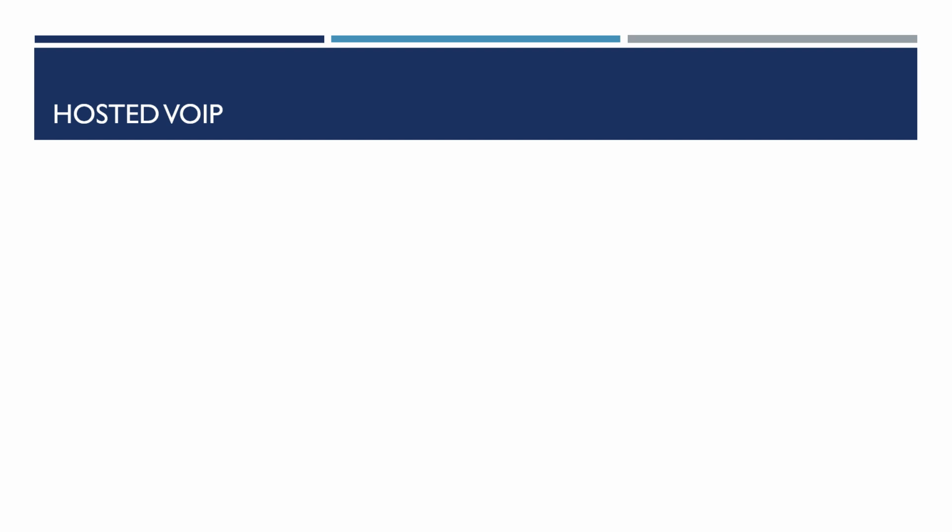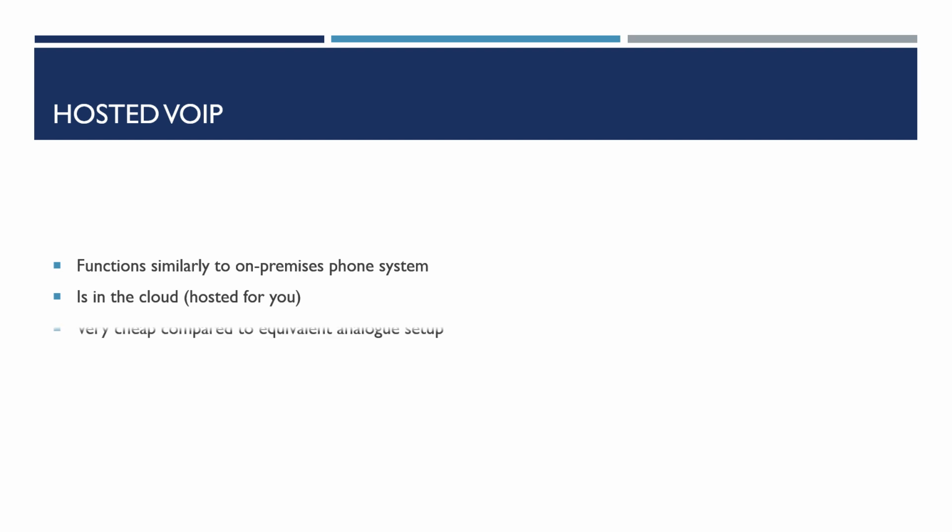So let's look at hosted VoIP. Okay, so hosted VoIP, it functions very similarly to a traditional on-premises phone system. I should say an analog phone system there. An on-premises analog phone system functions very similarly. Essentially, it's recreated exactly the same. You'll get the same outcome, just it uses the internet to make the calls and to interact with all of the phones. Okay, so it's in the cloud, so that means it's hosted for you, which is very nice because that helps bring the cost down, and it's very cheap compared to an equivalent analog setup.